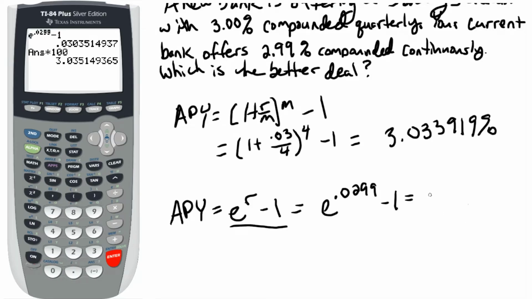And we see that our percentage is 3.0351. Well, we don't have to go any further. Let's just round this off at 3.035%. And we can see really clearly right away that even though the 2.99% started off smaller than the 3%, just compounding it more often in the end wound up having a little bit more yield than the one compounded quarterly.